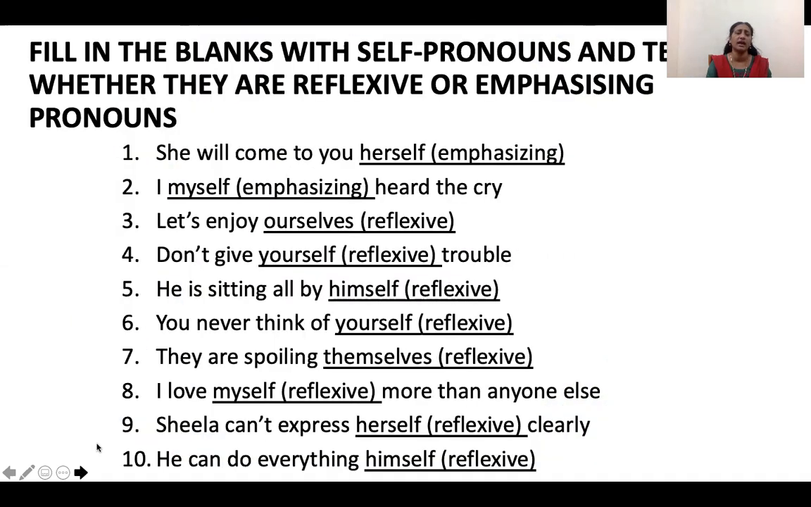Now we have an exercise. So let us see how we will do it. Fill in the blanks with self pronouns. What are self pronouns? Ourselves, herself, himself, myself. All these are self pronouns. Let us see which self pronoun you will use according to the sentence and tell whether they are reflexive or emphasizing pronouns. First one, she will come to you herself.